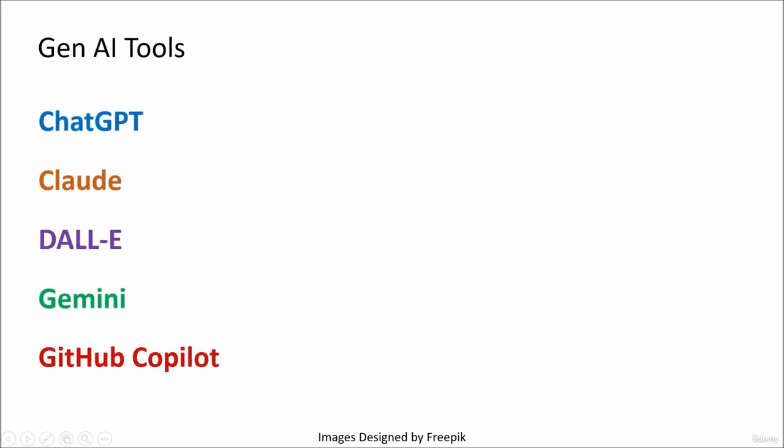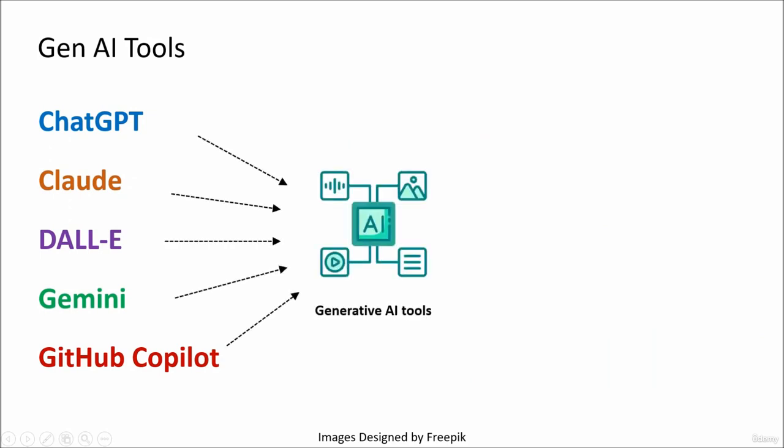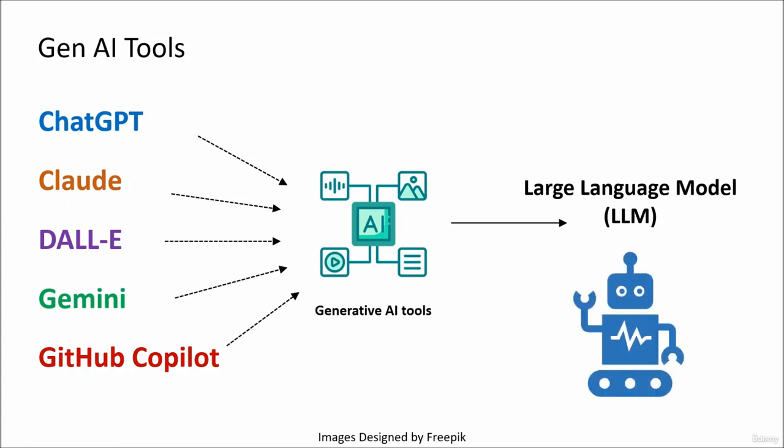You may have heard of tools like ChatGPT, Claude, DALL-E, Gemini, or GitHub Copilot. These are all examples of generative AI tools, and they're powered by something called a large language model, or LLM. Think of an LLM as a superpowered autocomplete engine that understands context, nuance, and intent, at least to a degree that often feels magical.